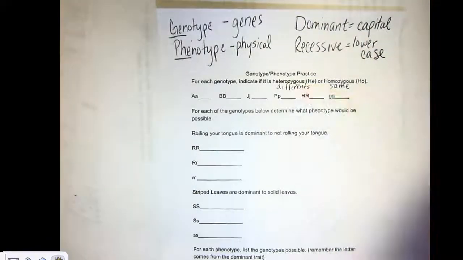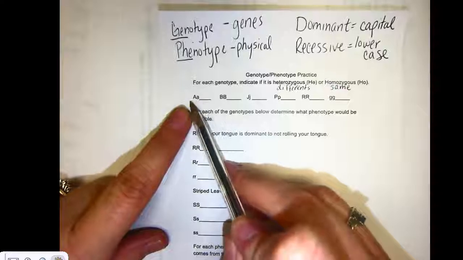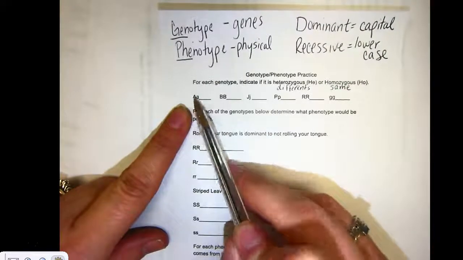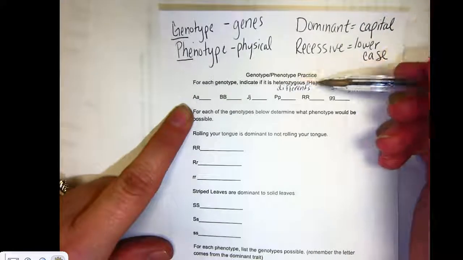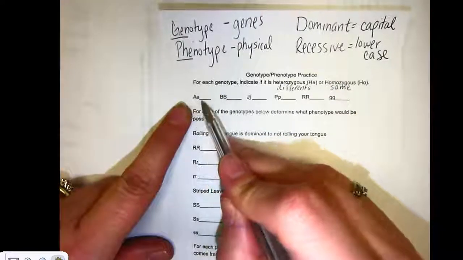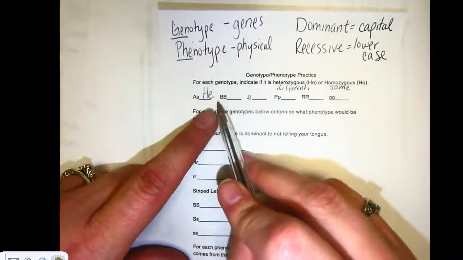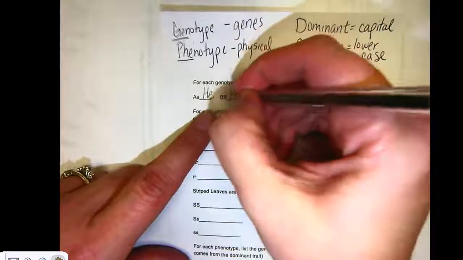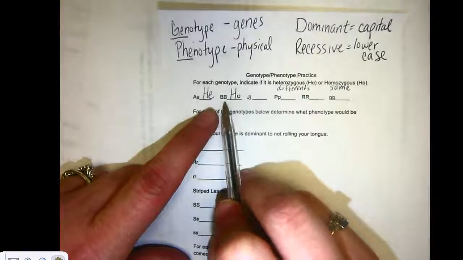So we're going to go through and practice this real quick together, just on genotype and phenotype. If this was our genotype, capital A, little a, that means we have one dominant, one recessive. And it tells you here, for heterozygous you're going to put HE, for homozygous you're going to put HO. They are different, we have a dominant and a recessive, so that is heterozygous. This one we have 2 capital B, so they're the same. That's homozygous, so HO, and that would be called homozygous dominant because they're both dominant.